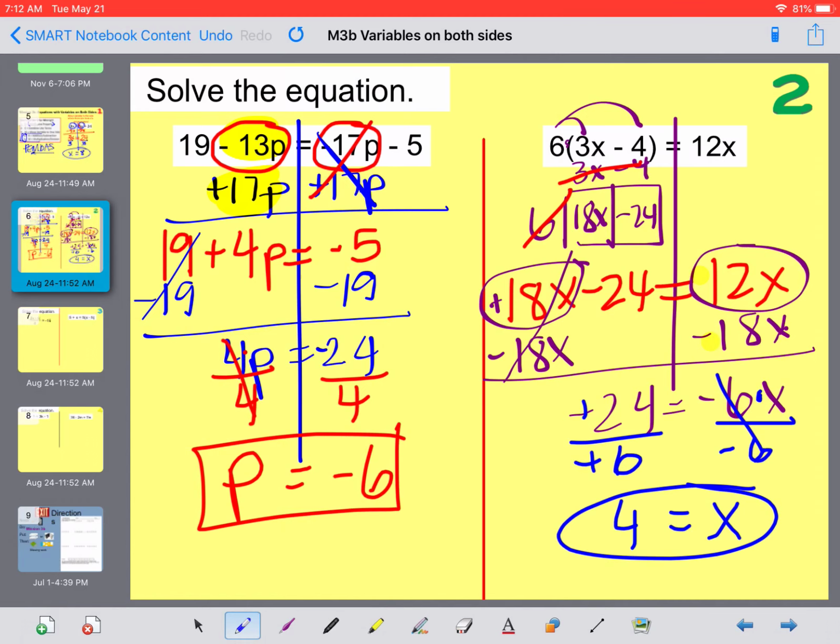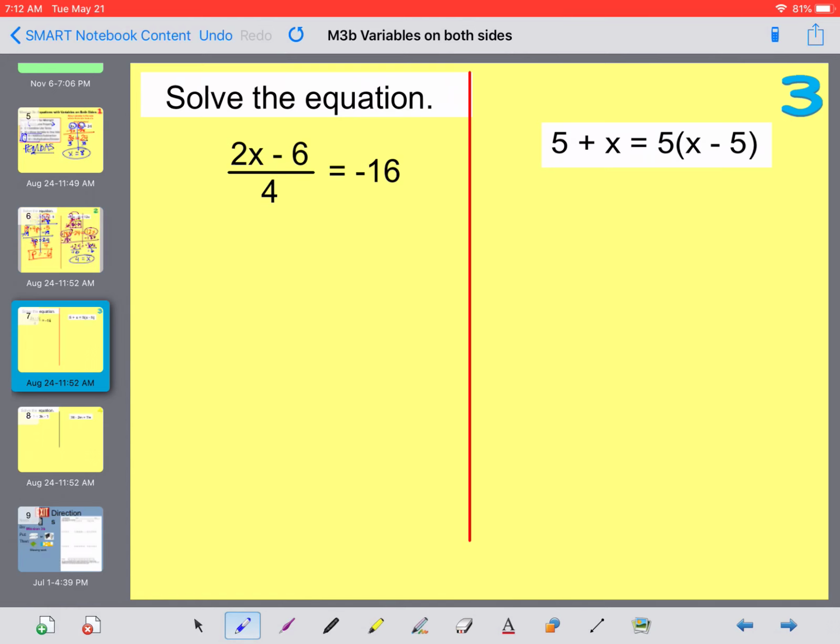Alright, let's flip over to the back side. This one looks a little bit complicated. It's not that bad. We can't get rid of anything on the top until we get rid of this divide by 4. Think of this whole thing as being divided by 4. If we simplified this, this is really 2x divided by 4 and 6 divided by 4, which neither are nice numbers, so we're not going to split up like that. We just need to get rid of this dividing by 4 by multiplying by 4.